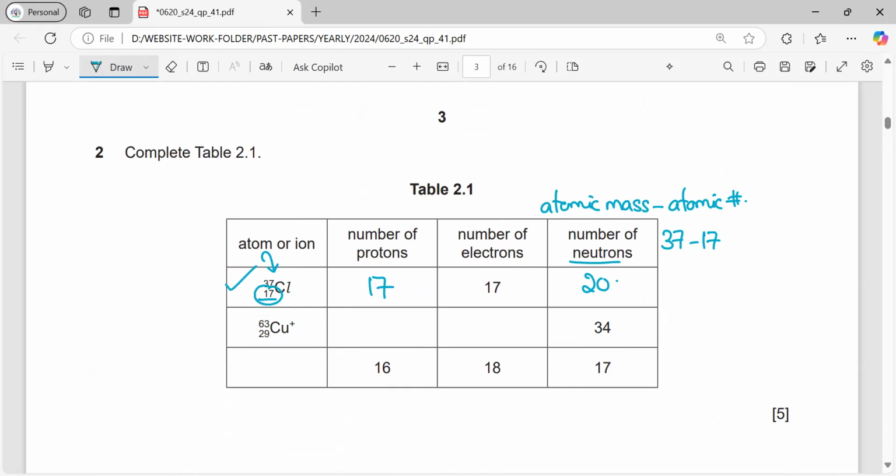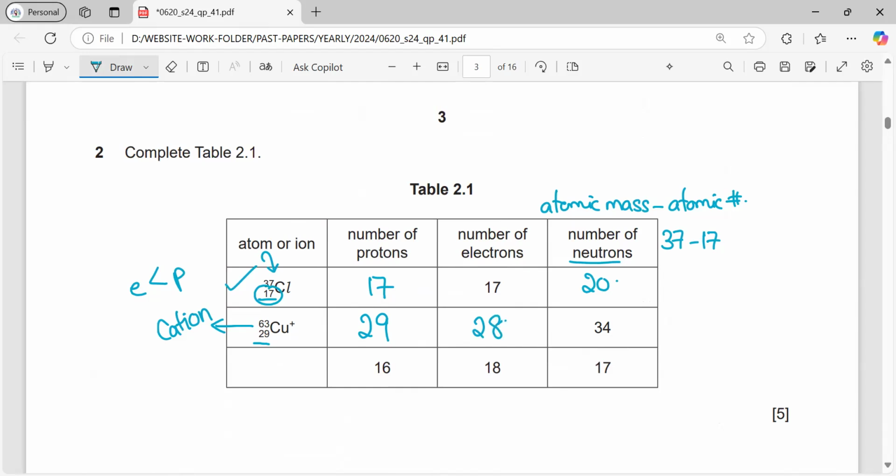As for the copper, copper is positive. It's a cation. It means it will have one electron less than protons. Why? Because when any metal loses an electron, it gets a positive charge. So its electrons will be less than protons. Its atomic number is 29, so the number of protons will be 29, but the number of electrons will be 28, one less.